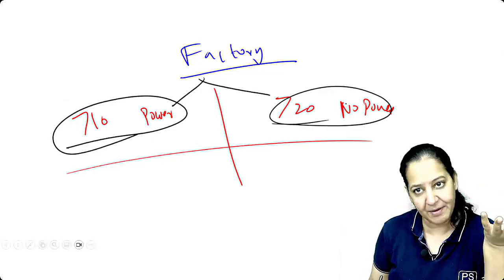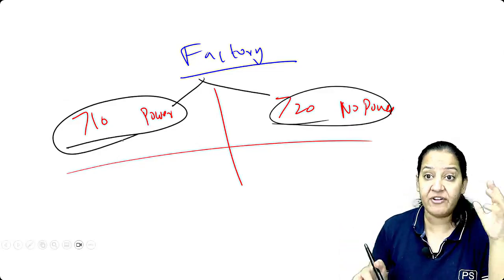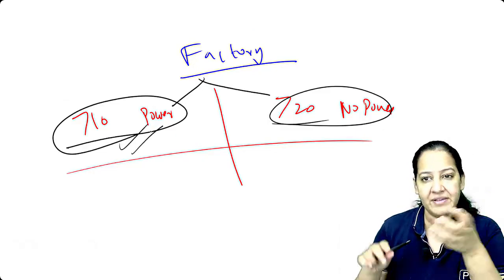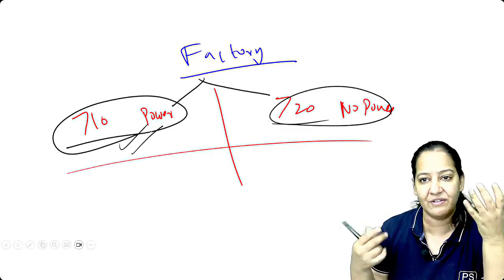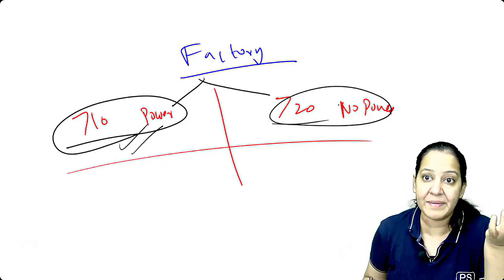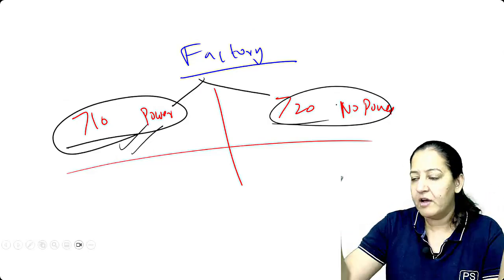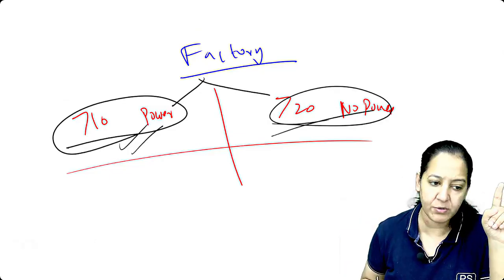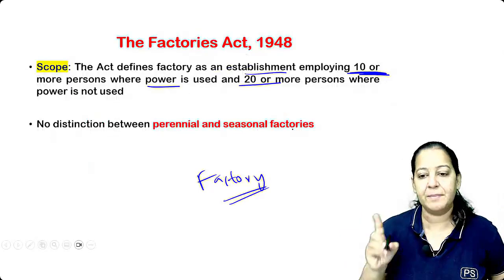So a factory can be of any type. There can be a big factory having machines run on electricity, so here power is used. And there are many factories, the handcraft, the sweater, the weaving, the painting, so here no power is used. I don't require machines. I just require the person, and from the raw material they are making the products. I don't require power, so no power is used, it's 20. So the Factory Act is applicable on all.